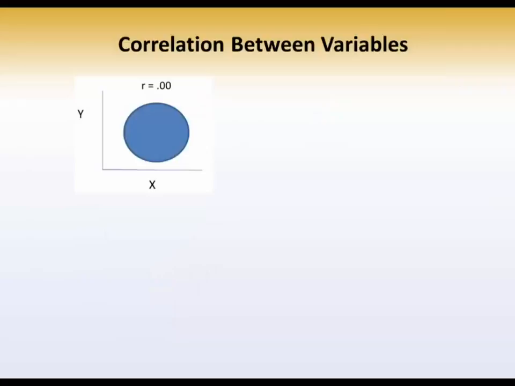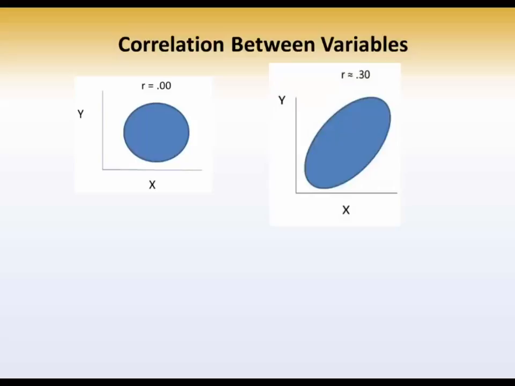This is a picture of no correlation. The correlation coefficient is 0.00. Any x-score can be connected to any y-score. Now we have a small positive correlation, 0.30, between x and y, and you can see that there is some relationship between the score on x and the score on y.